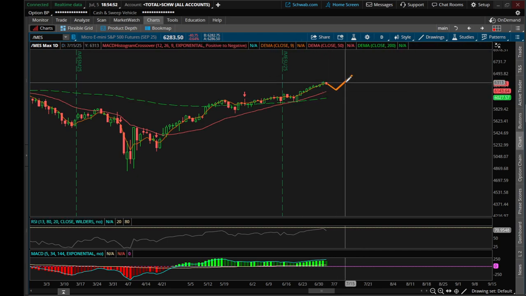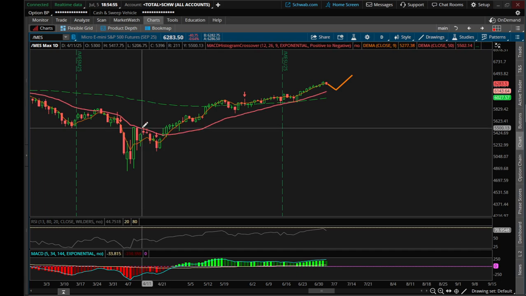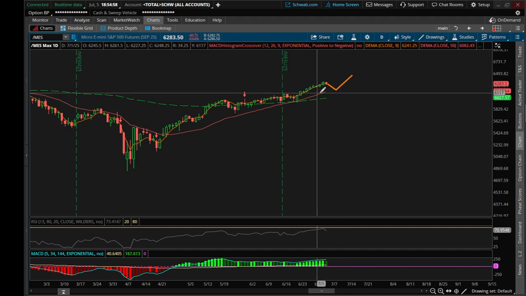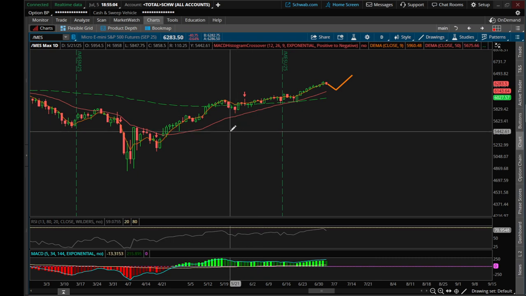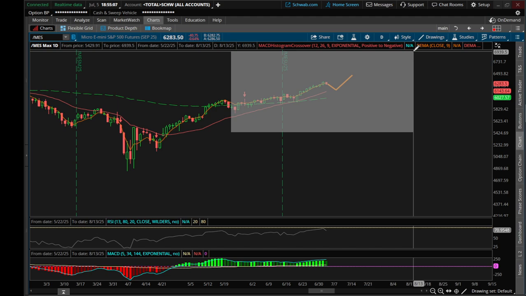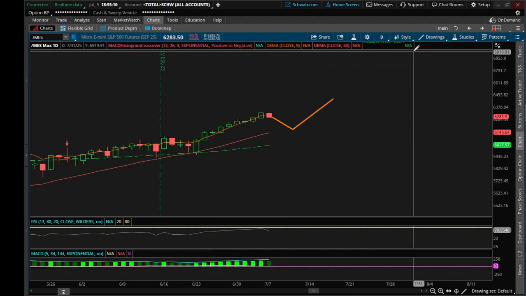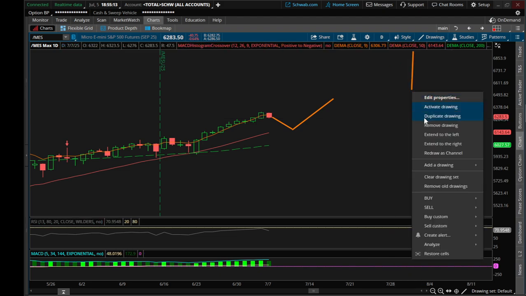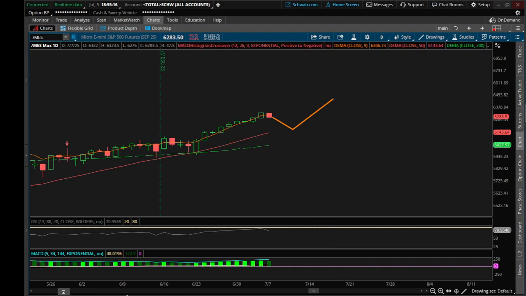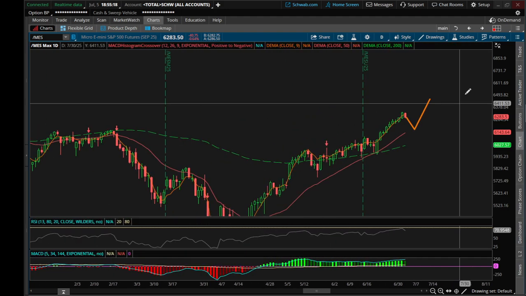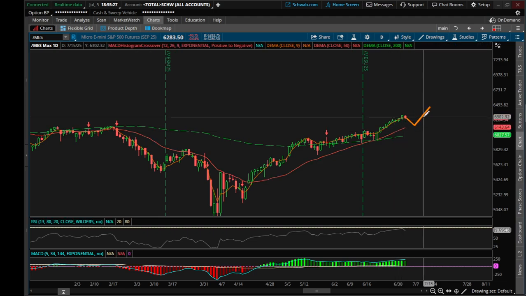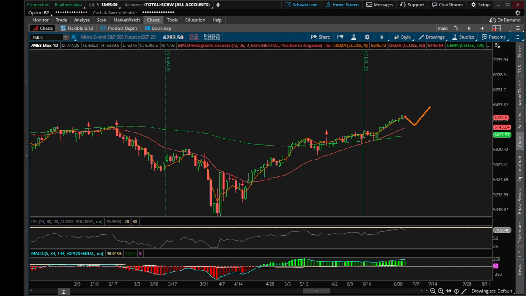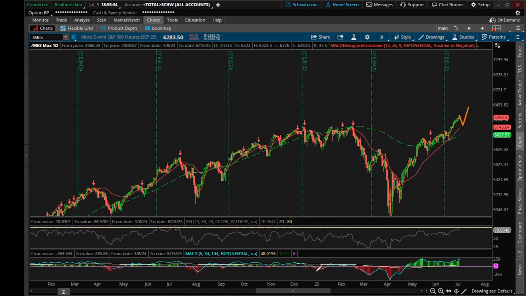Okay, so that's one move. Let's see. Yeah, so I'm looking at this last leg here, looking for it to be some kind of extension. I really don't want to play it out too far. We're gonna have to see here in the next few days how it reacts. Oh, that's what I wanted to show you.